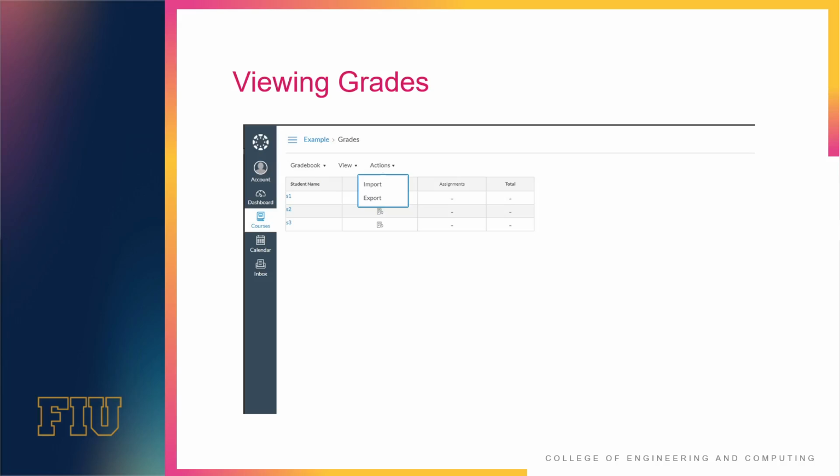After an assignment has been graded, the teacher can view grades by going to the Grades tab on their course navigation sidebar. They can export the grades by clicking on the Actions button and clicking Export.